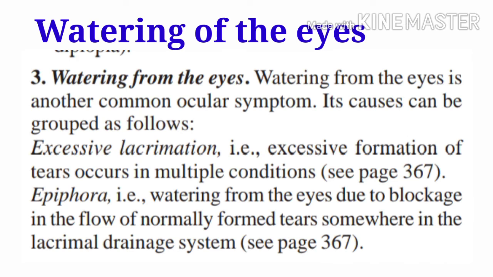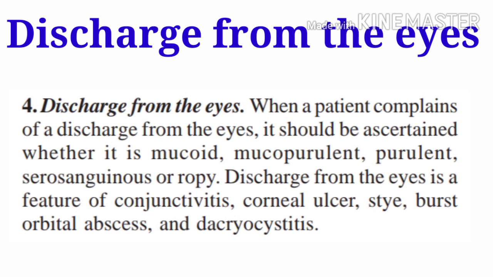The third symptom is watering from the eyes. Watering from the eyes is another common ocular symptom. Its causes can be grouped as excessive lacrimation and epiphora. Fourth, discharge from the eyes. When the patient complains of discharge from the eyes, it should be ascertained whether it is mucoid, mucopurulent, or purulent. Discharge from the eyes is a feature of conjunctivitis, corneal ulcer, stye, orbital obstructions, and dacryocystitis.